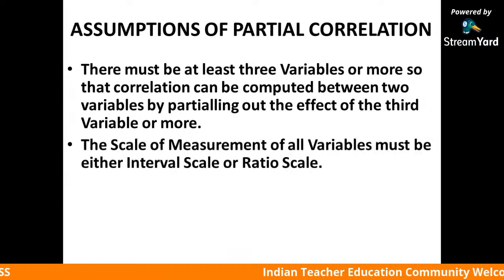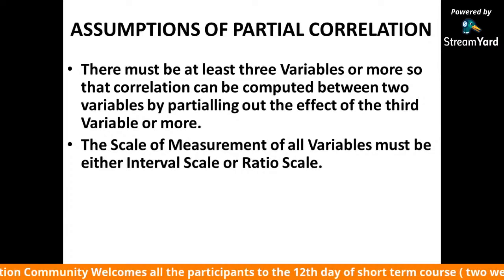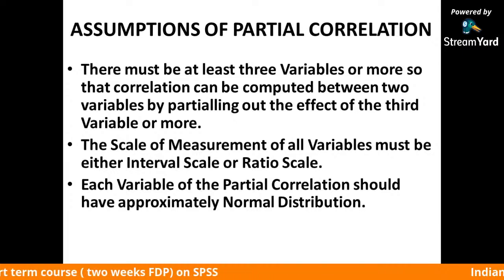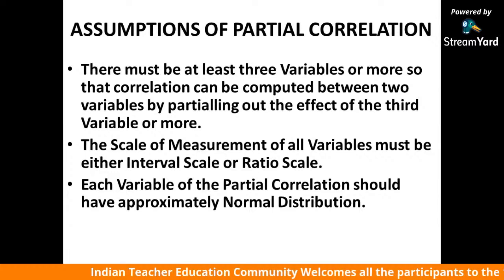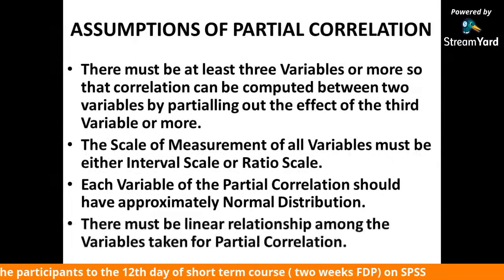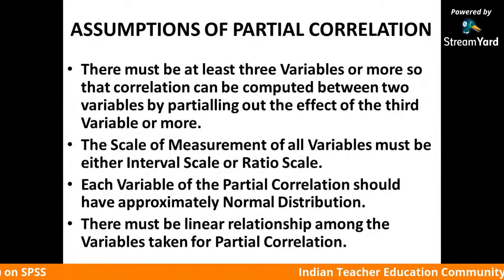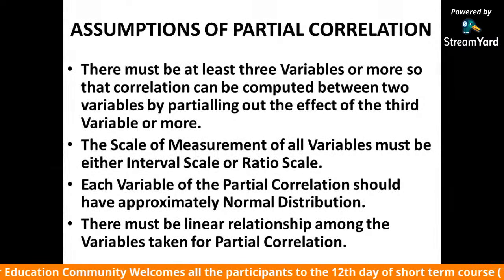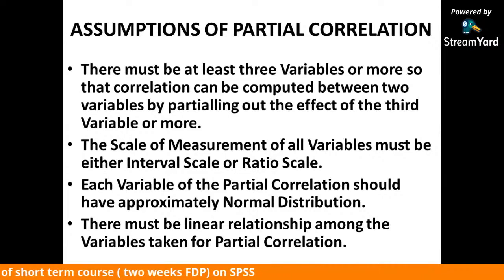Another is the scale of measurement of all variables must be either interval scale or ratio scale. And another is each variable of the partial correlation should have approximately a normal distribution. If you are taking the 3 variables, each variable must have approximately a normal distribution. And then another assumption is there must be a linear relationship among the variables. Why am I using among? Because we have more than 2 variables. So these variables must have a linear relationship. If it is curvilinear, then you can't use it.